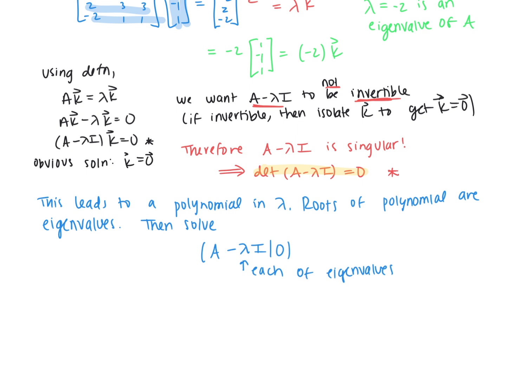Okay, so going through this one more time. We need to ensure that A subtract lambda I is singular. So what we're going to be doing is we're going to be setting up the determinant of this matrix A subtract lambda I is equal to 0. That's going to give us a polynomial that has lambda in it, which will allow us to solve for our eigenvalues. Then when we augment with 0, we'll get our eigenvectors. So let's jump in and take a look at an example.